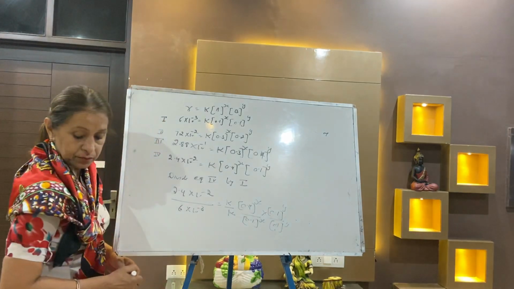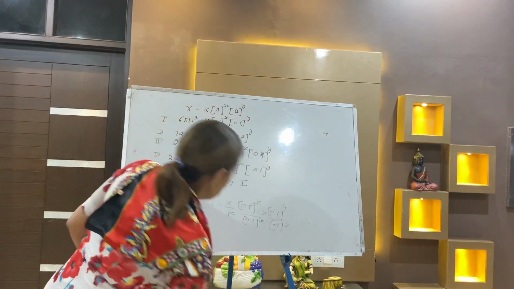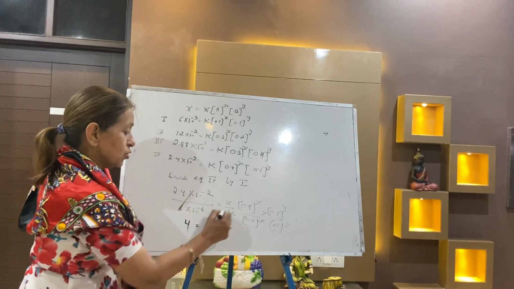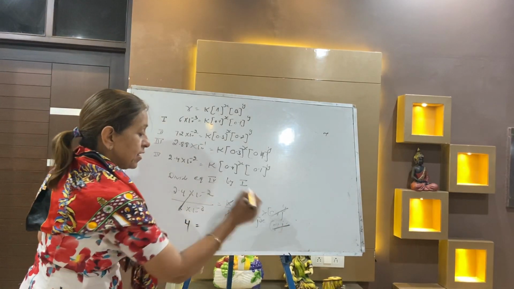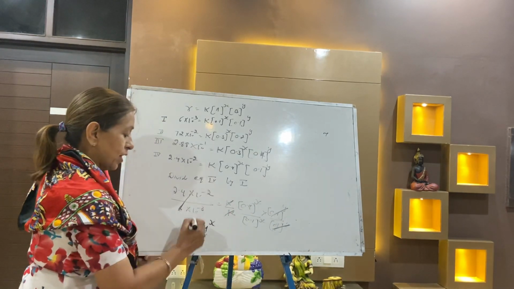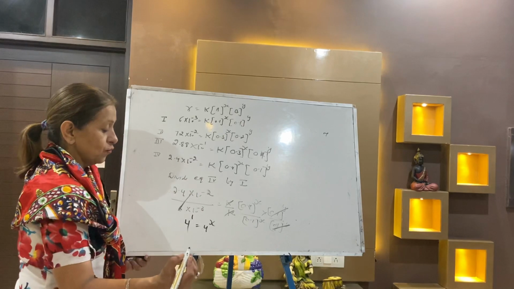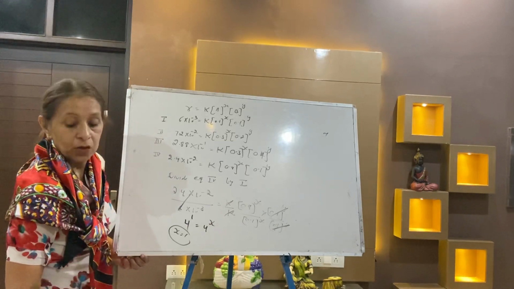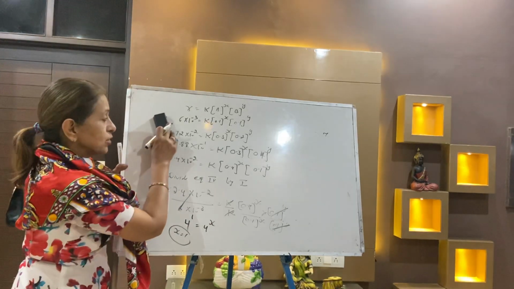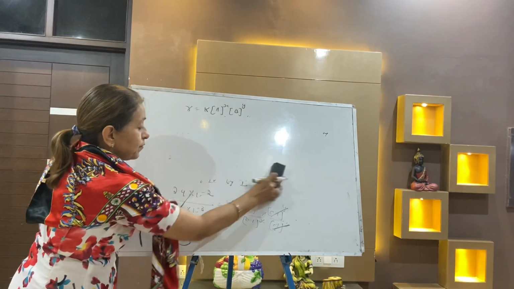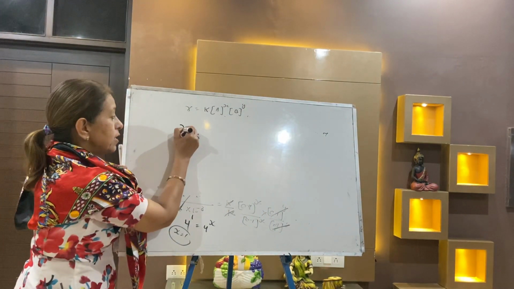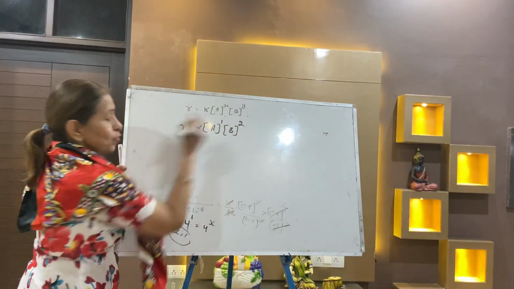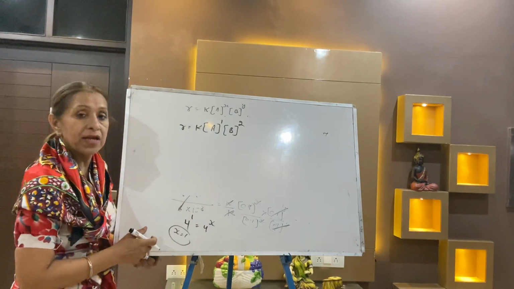So after dividing these two occasions, your answer will come: 4 is equal to 4 power X, since K and Y cancel. So 4 power 1 is equal to 4 power X, so X is equal to 1. In this way you can calculate the order of reaction. Let us fill it in at the end: R is equal to K, A to the power 1 and B to the power 2, because X is 1 and Y is 2.